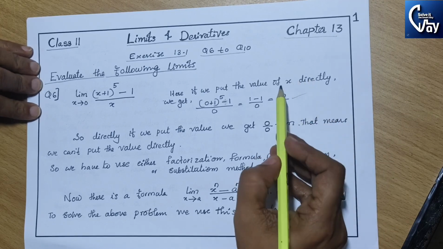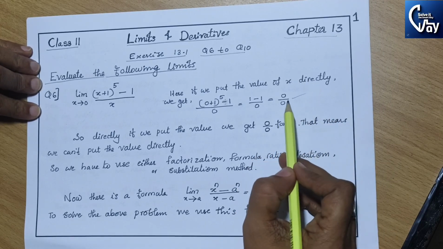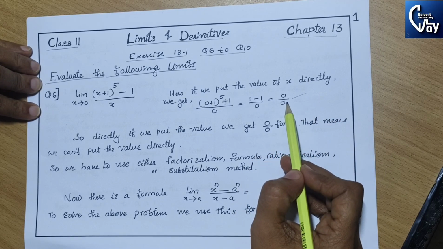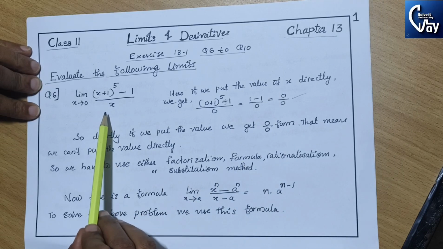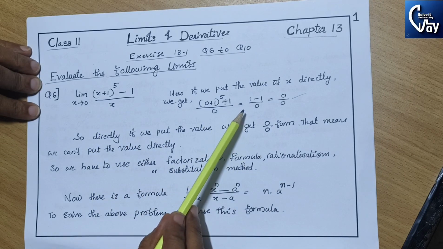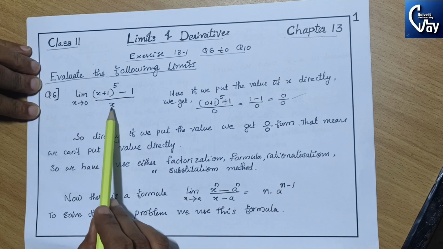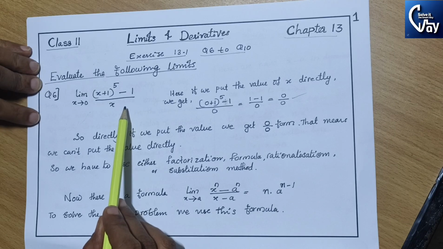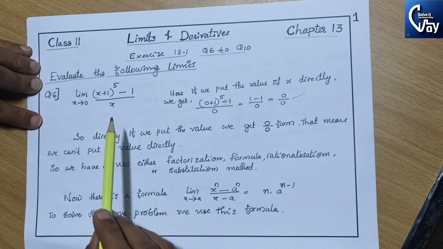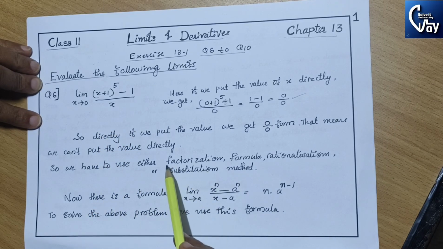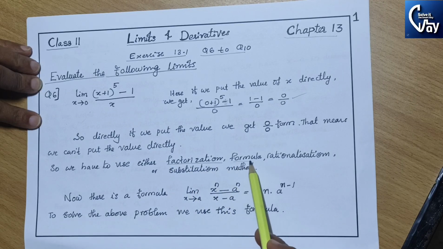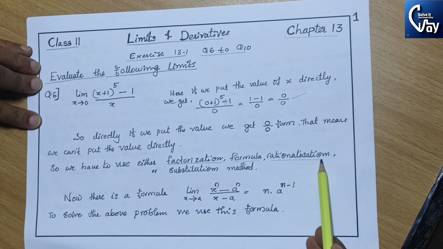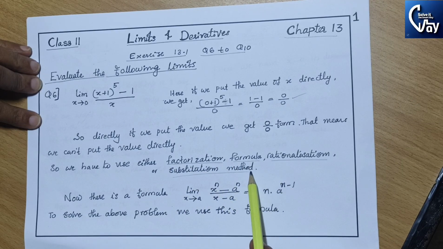Here if we put the value of x directly, we get 0 by 0 form. That means we can't put the value directly. So how will we find the solution? We have to use either factorization, formulae, rationalization or substitution method.